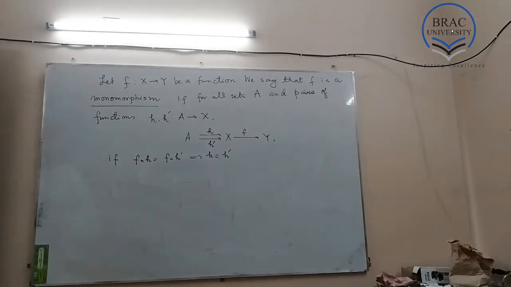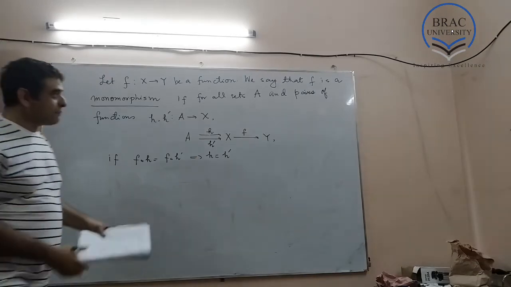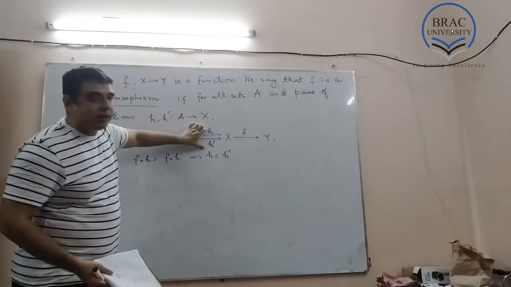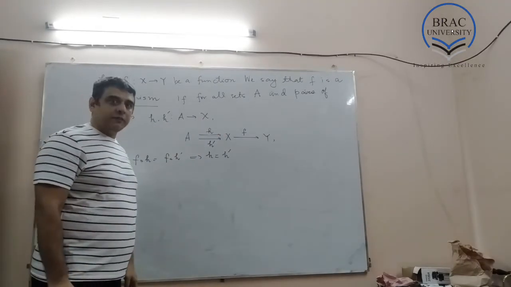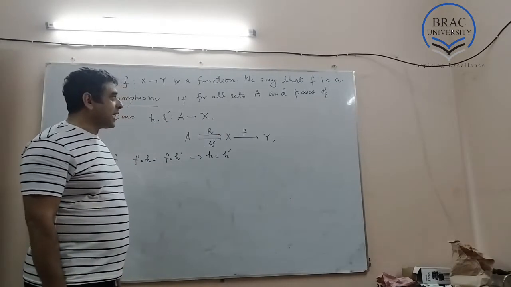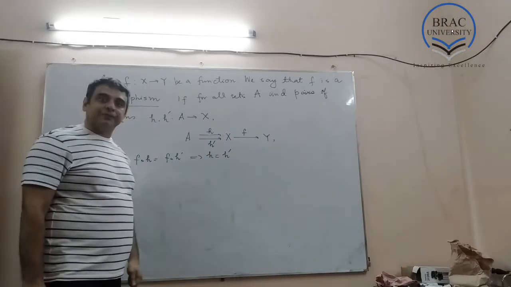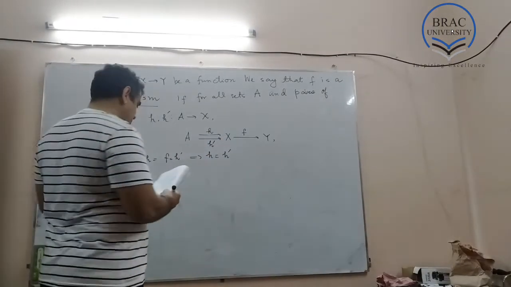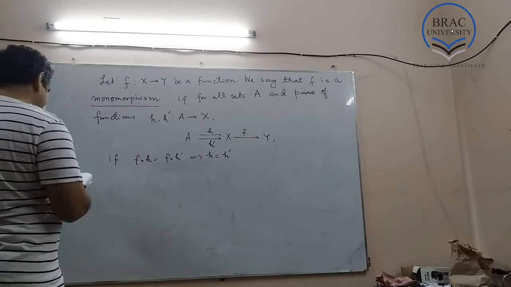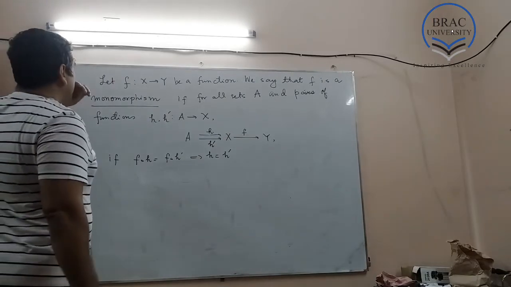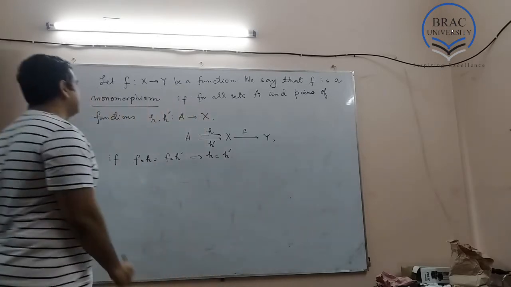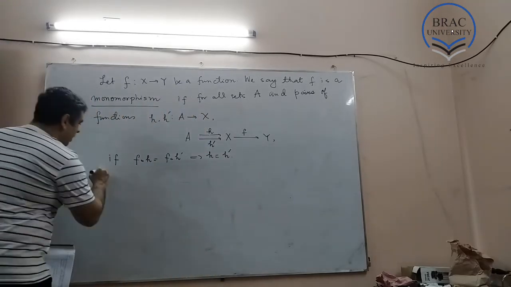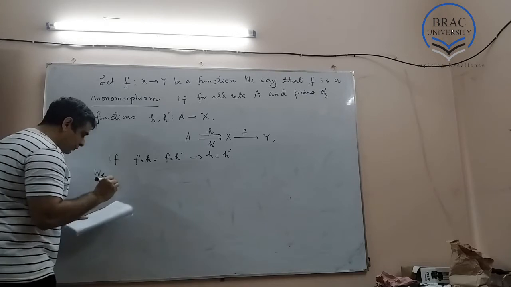In other words, if h and h prime are unequal, the diagram will not commute. In that case, we say that f is a monomorphism. This was the definition of monomorphism. Now, I give you the definition of epimorphism.